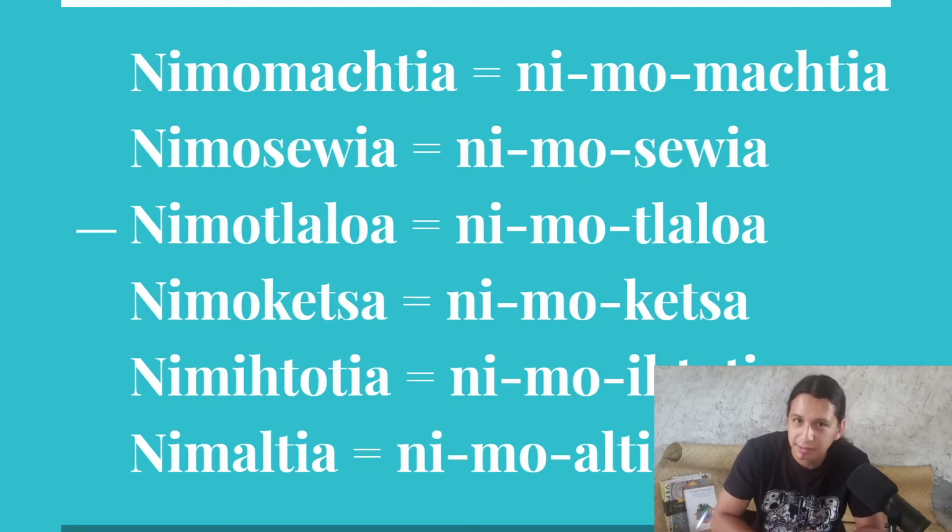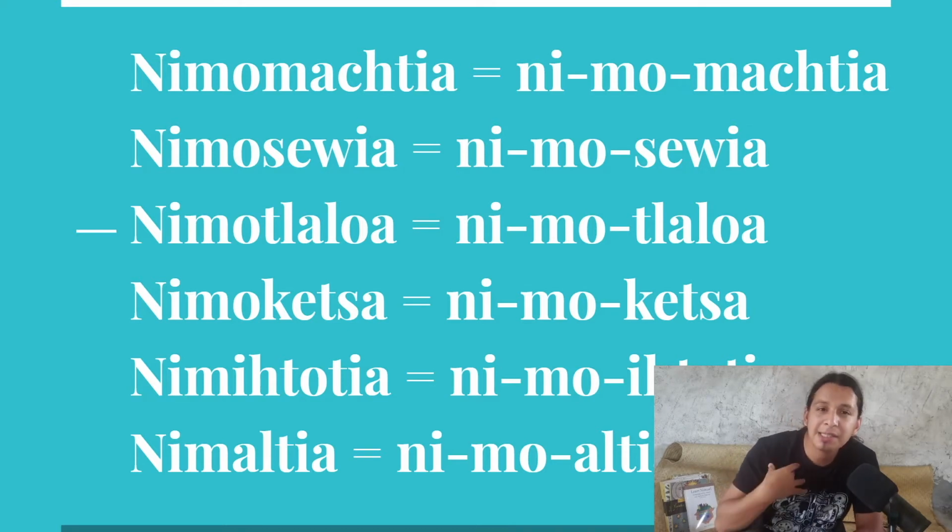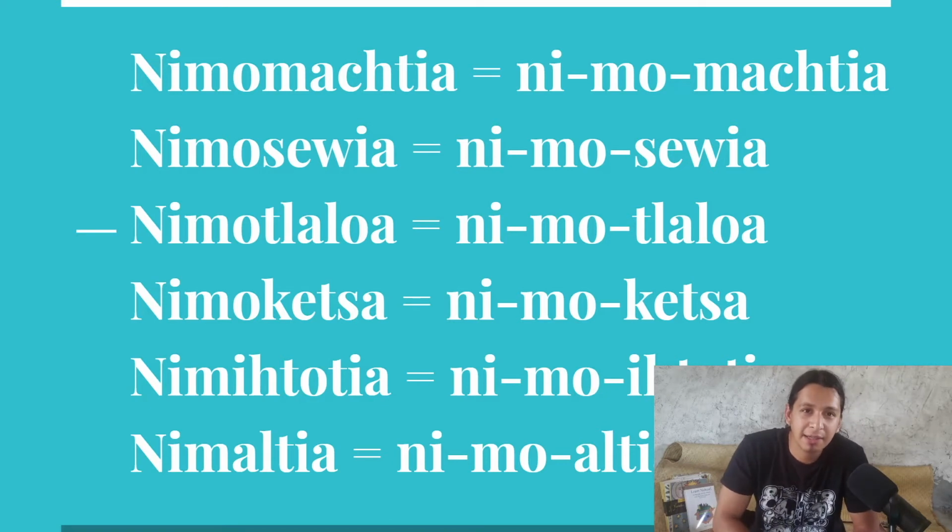Ni mo tlaloa. I run. It's not reflexive in English or any language that I know of, but it is Nahuatl. I run myself. That's literally how you're saying it. I run myself. Because you're doing the action to yourself. Ni mo quetza. I get myself up. I stand up. Okay, but I'm not standing up an object. I'm saying I'm standing myself up. Ni mo quetza. So that's why it has a mo.